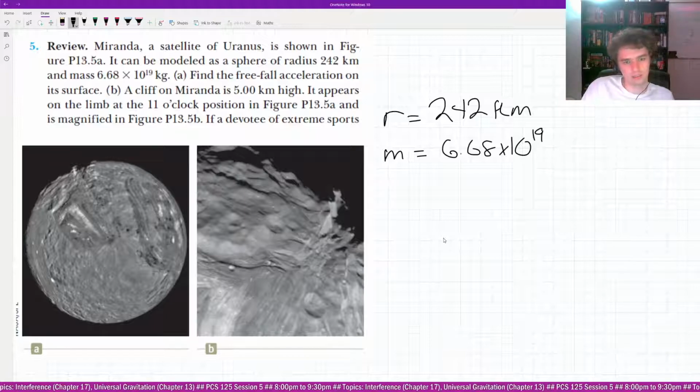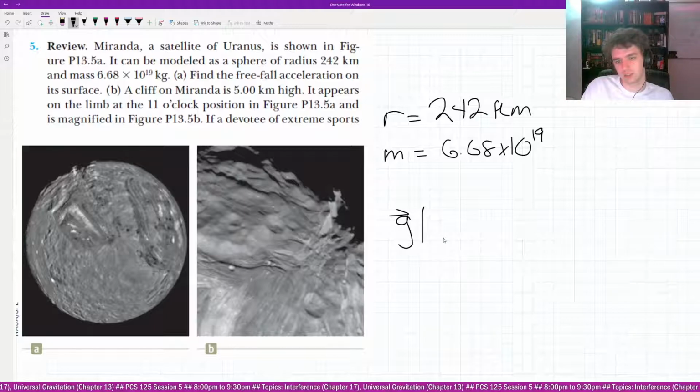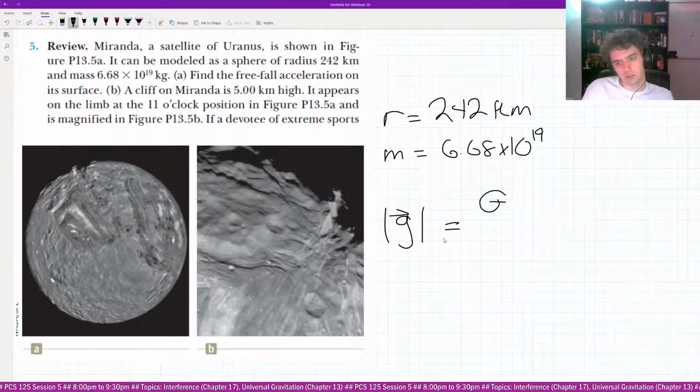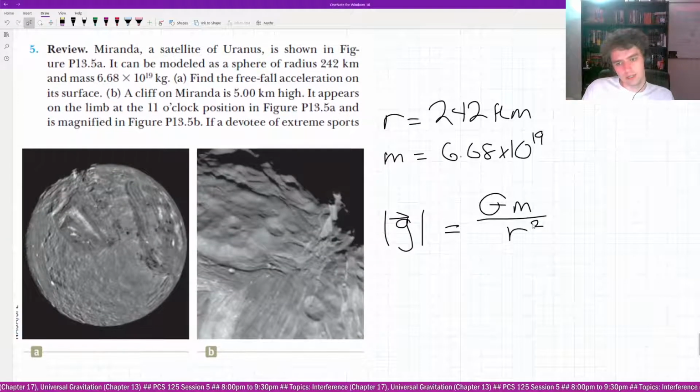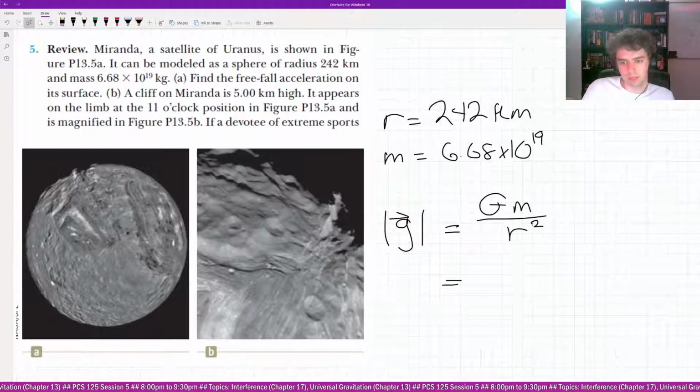Okay, that's just the g. That's just the magnitude of the gravitational field at its surface. I think so, which is just GM over r, or I forget what it is. Let's see, over r squared. Yeah, GM over r squared. So we just do that. We just type that in, I think.